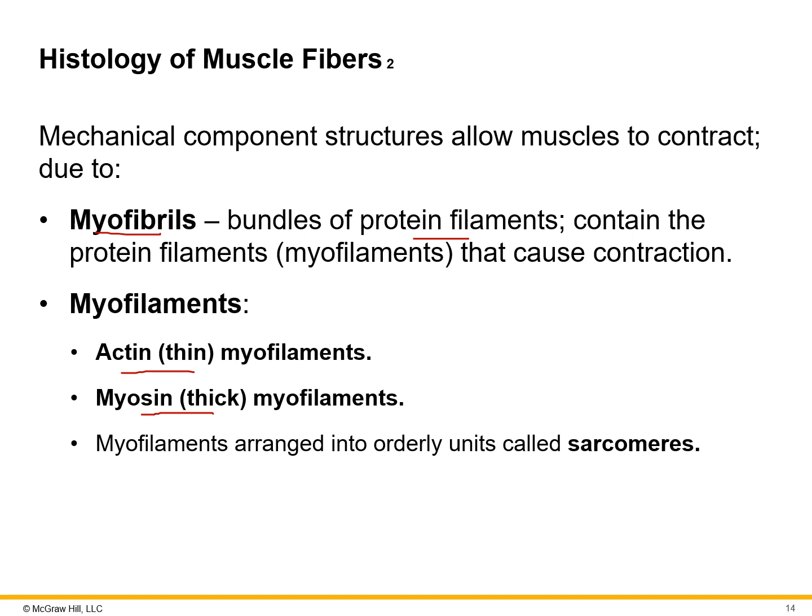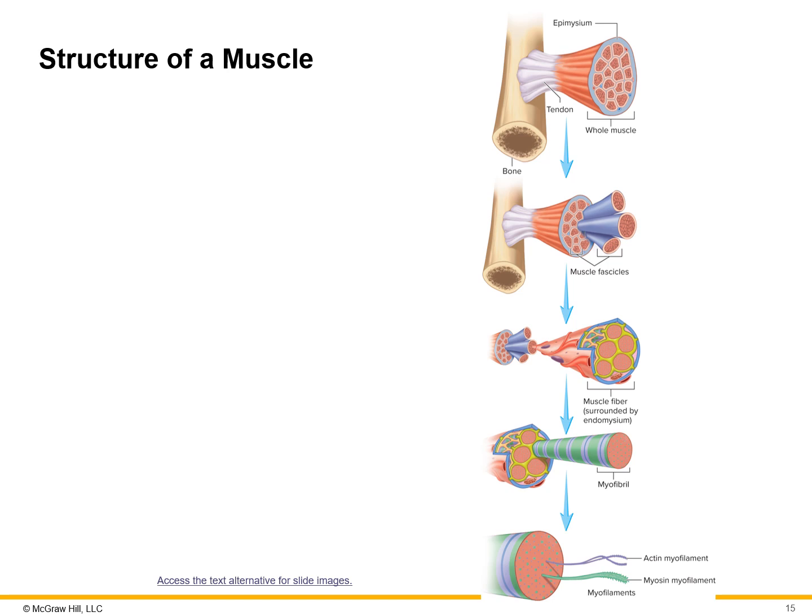And then those are inside of the muscle fibers, which are inside of those fascicles. And those myofilaments, the actin and myosin, form units called sarcomeres. Now we can kind of see the individual parts here of our whole muscle.